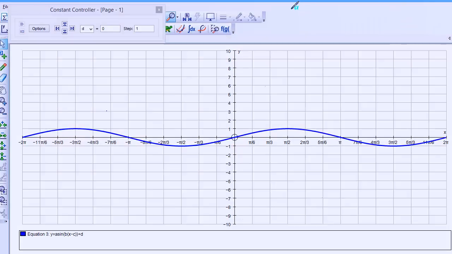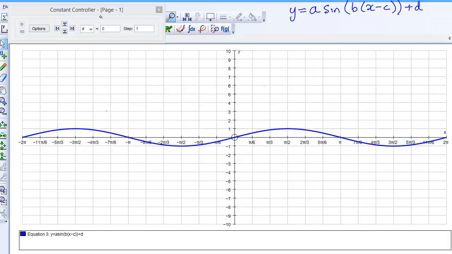So here I have y is equal to a sine(bx minus c) plus d. At the moment I have a set to 1, b set to 1, c set to 0 and d set to 0. So that's the standard y equals sine x graph, and we can see that with a maximum of 1, a minimum of -1, and the period of 2 pi. Also we can see it goes through the origin here.